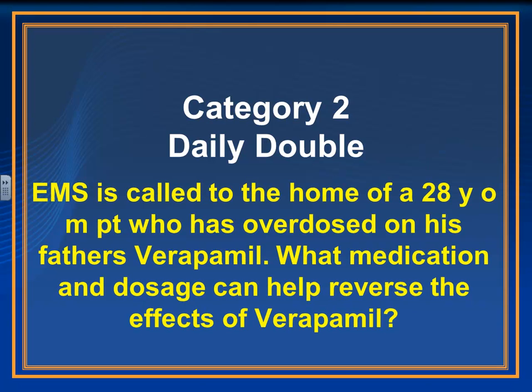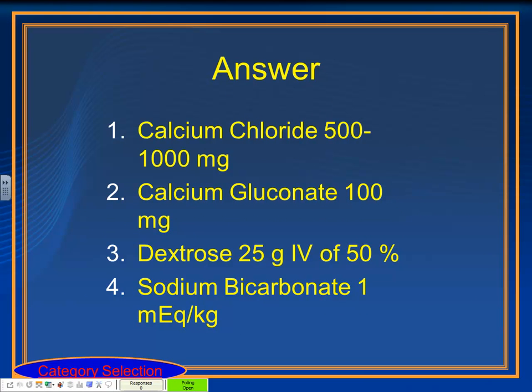EMS is called to the home of a 28-year-old male patient who has overdosed on his father's verapamil. What medication and dosage can help reverse the effects of this medication? So, an adult patient who's overdosed on his father's verapamil. All right, what are you going to give him? The correct medication and the correct dosage.